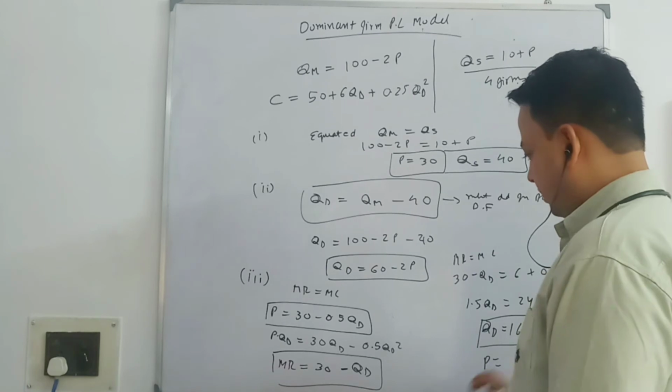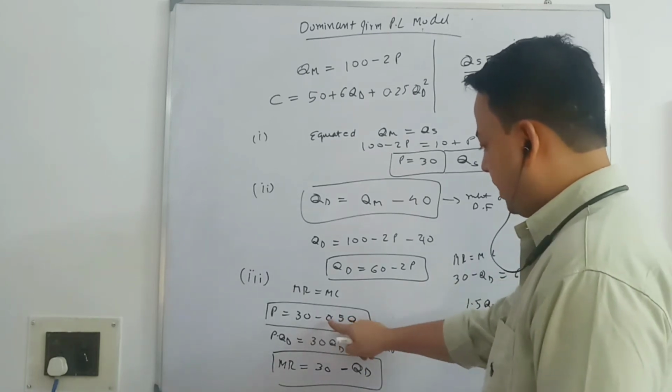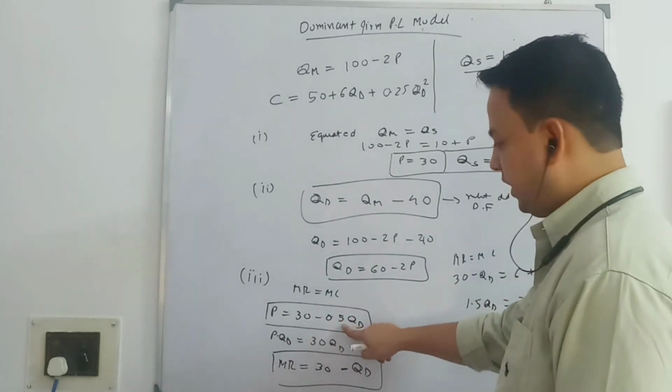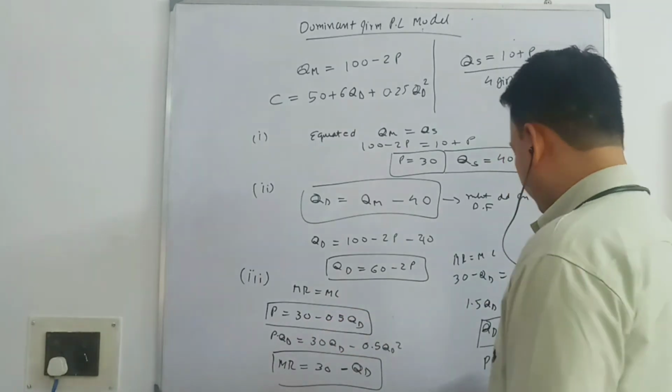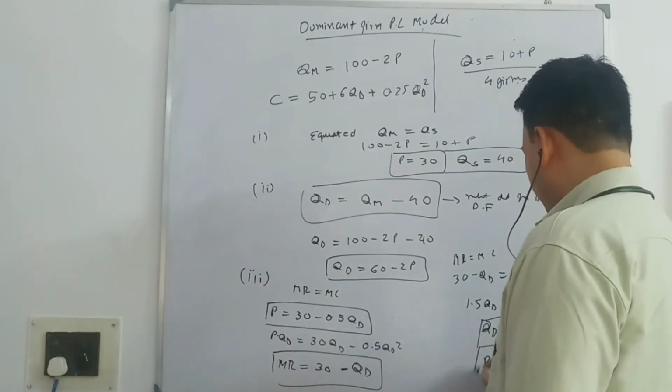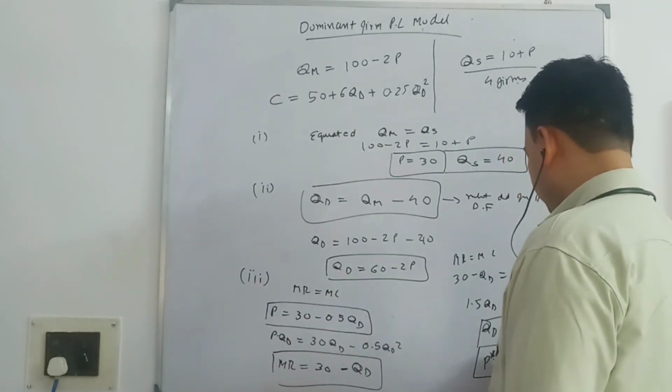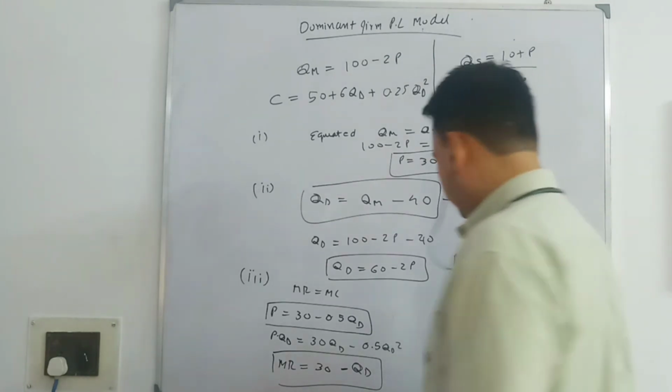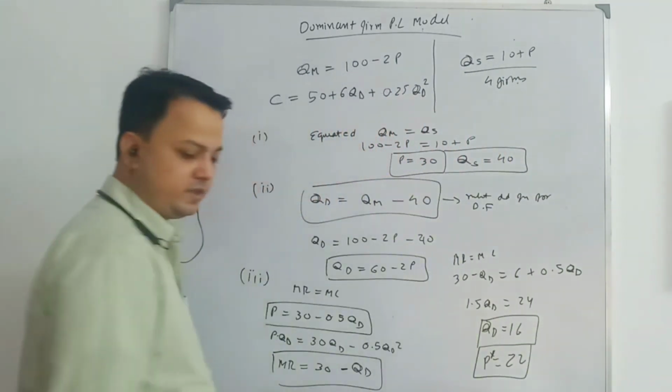What will be the price? Look at the price equation. 30 minus 0.5 into 16. This will be 8. 30 minus 8 is 22. Price set by the dominant firm is 22, and quantity produced by the dominant firm is 16.